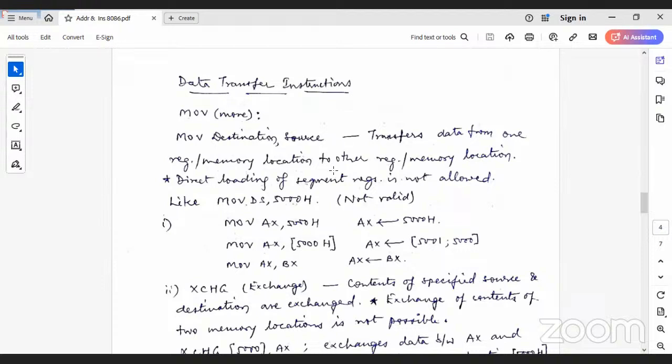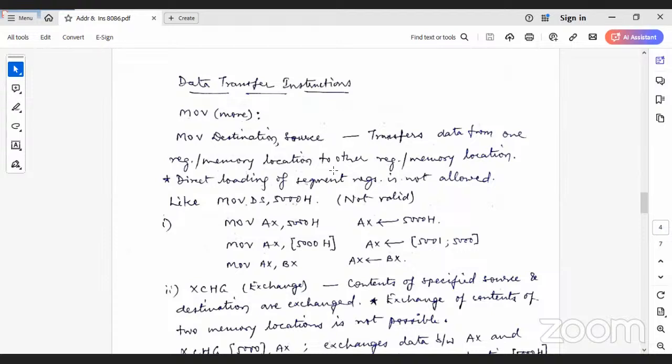And in the next instruction, you can see MOV AX, BX. BX is the source register and AX is your destination register. So it will copy the contents from BL to AL and BH to AH. That is how it will move the contents from one register location to another register location.